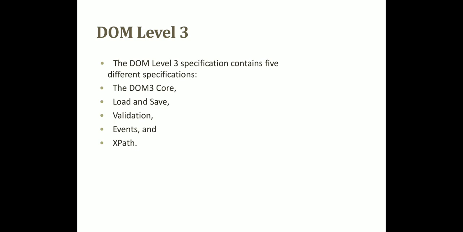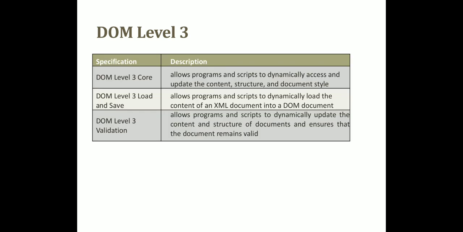So now there comes level 3 of DOM. This level contains 5 different specifications: the DOM 3 core, load and save, validation, events and XPath. So we'll see the specification of these. That is DOM level 3 core. It allows programs and scripts to dynamically access and update the content, then structure and document style.